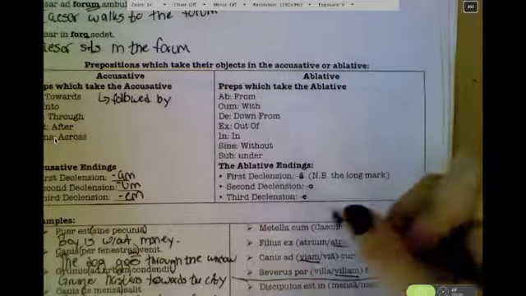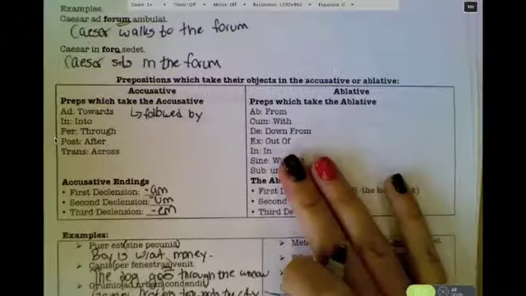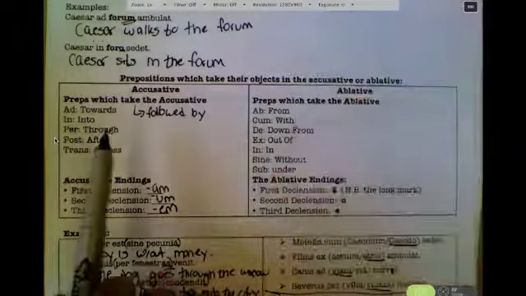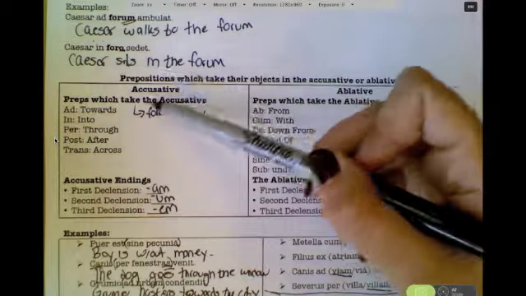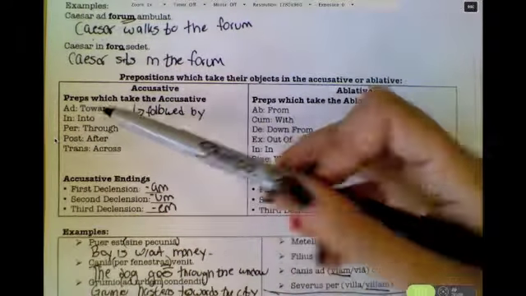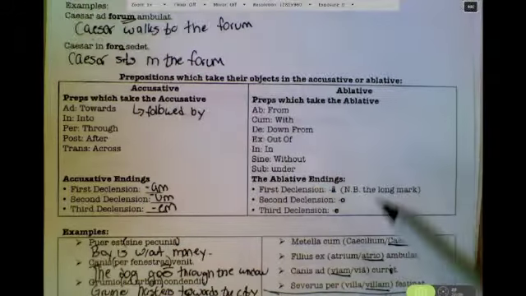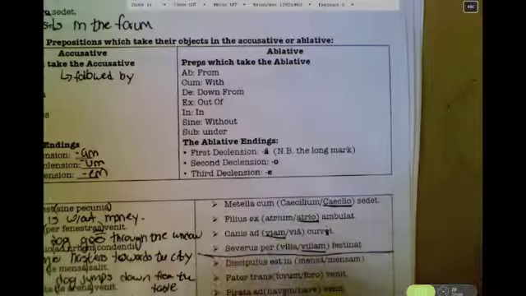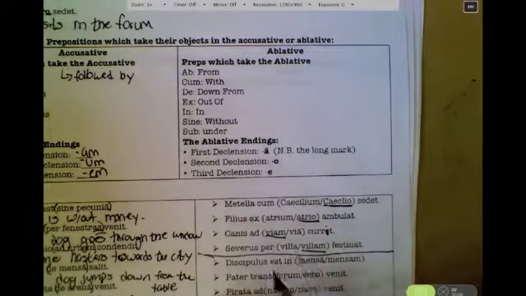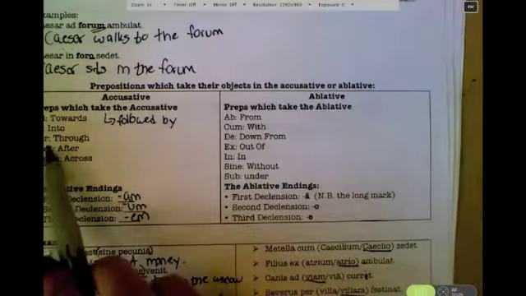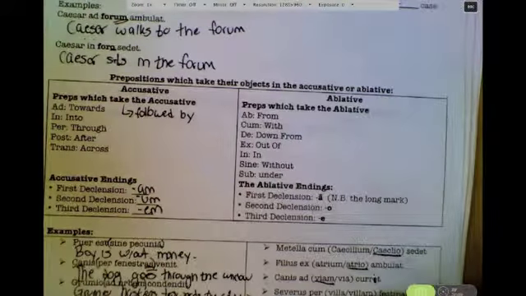And here we have ad viam currit. He runs to the road. That should be an I, currit. So ad is in this box right here, it's in the accusative box, so it should be followed by one of these endings. Ad viam. And here we have per villam. Per is followed by the accusative, and villam is accusative.